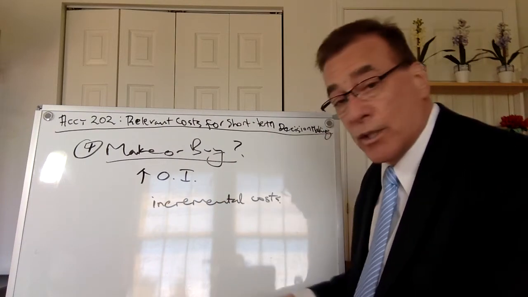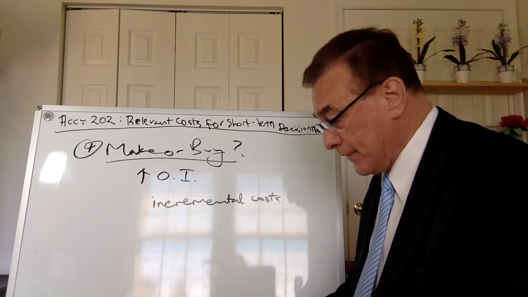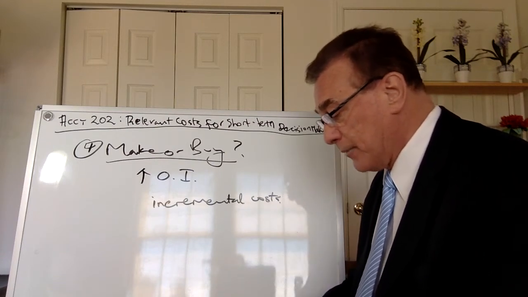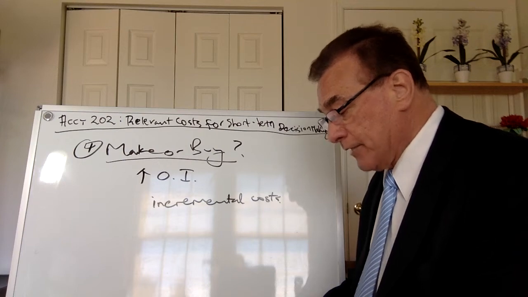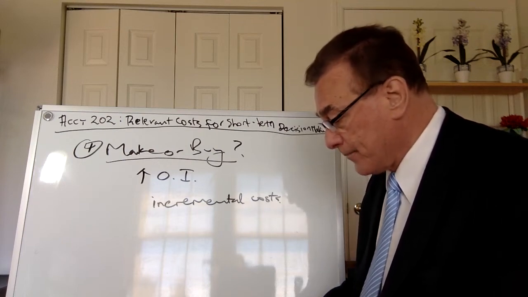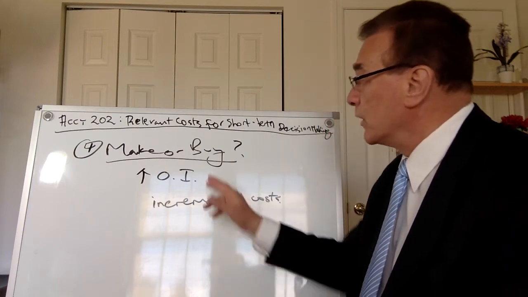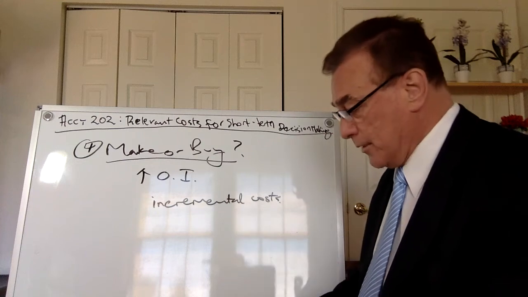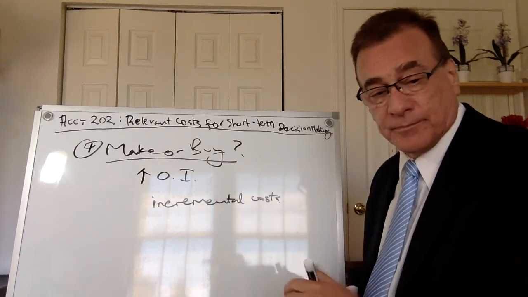We also have other qualitative issues to take into account. For example, what's the quality of the windscreen or the product? What's the reliability of the manufacturer? Is there a potential for cost increases from our supplier? And what do we do with the workers who used to make the windscreens, but now we don't need them anymore because we're buying the windscreens?